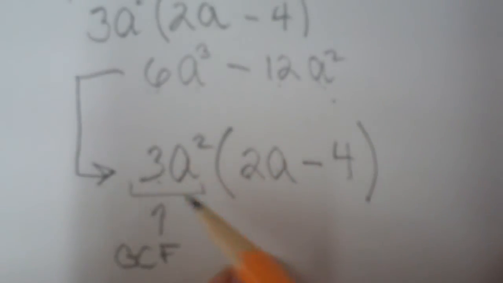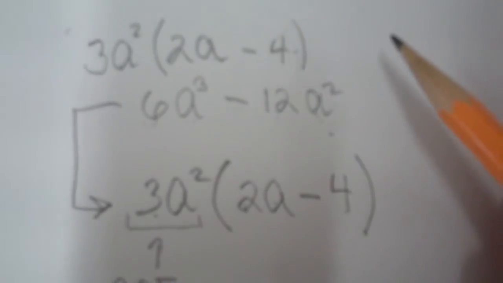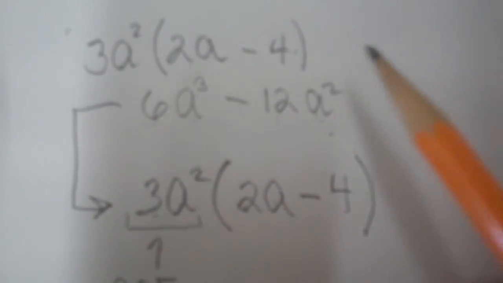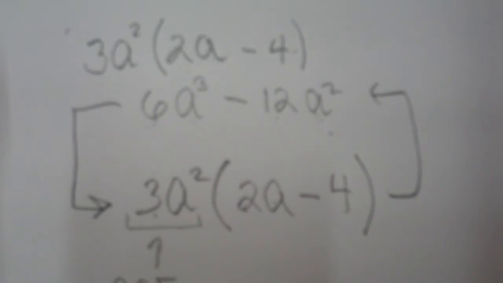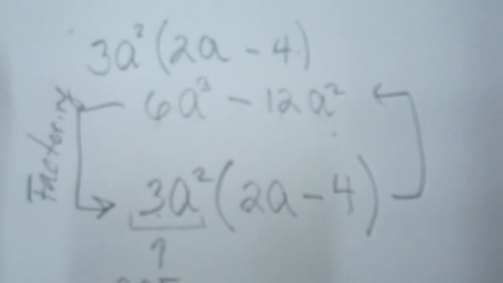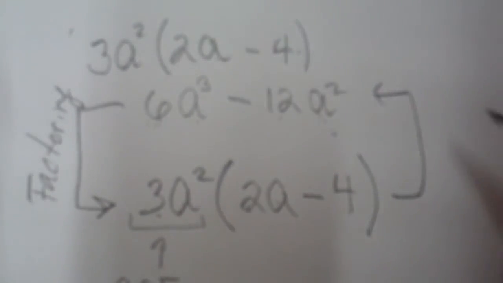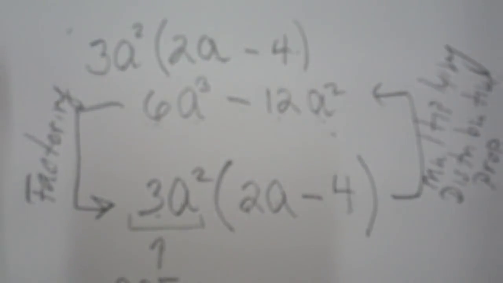Notice that what we have here is exactly the same as what we began with. That's because factoring is just reversing the distributive property. When we go from here to there, that's called factoring. And when we go from there to there, that's when we're multiplying by using the distributive property. Okay.